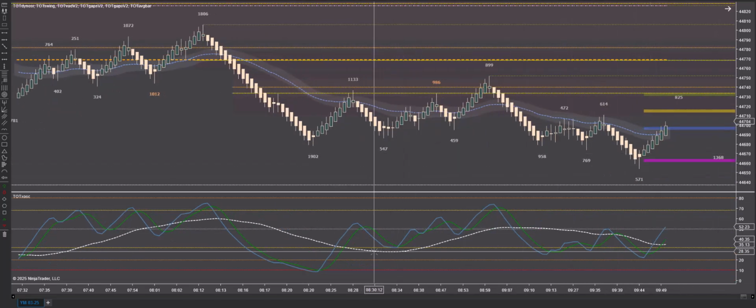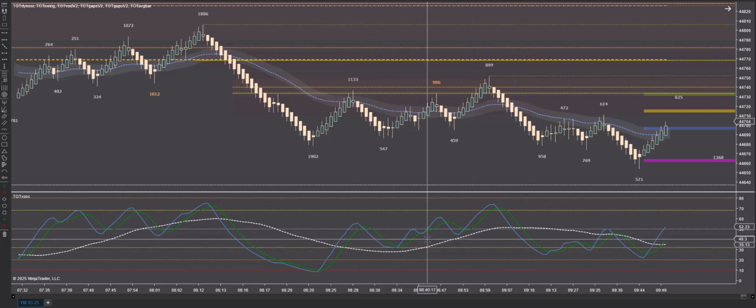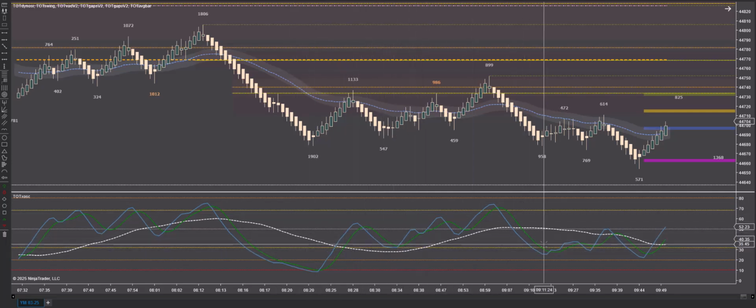So a little bit of understanding how to trade above and below the TOTxosc there, and I hope that helps out.